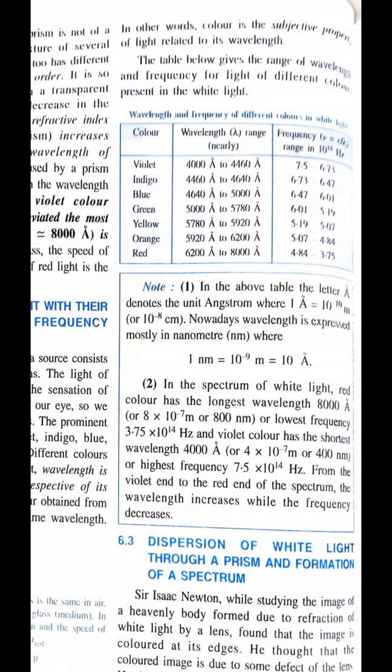In other words, the color is a subjective property of light related to its wavelength. The table below gives the range of wavelength and frequency for light of different colors present in white light. So in white light, you have your violet, indigo, blue, green, yellow, orange, red. You can see the wavelength and you can see the frequency.